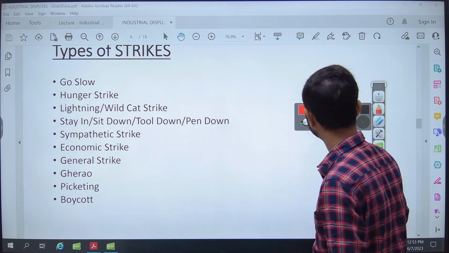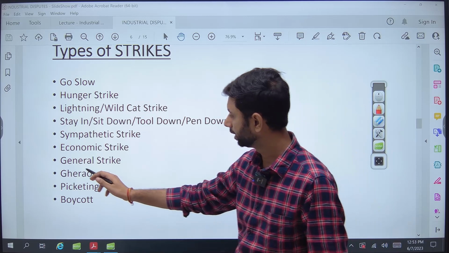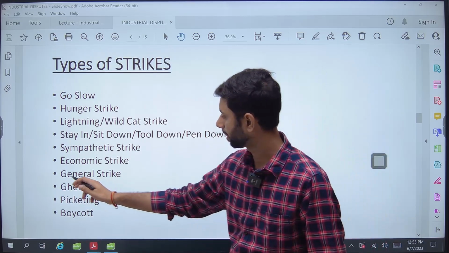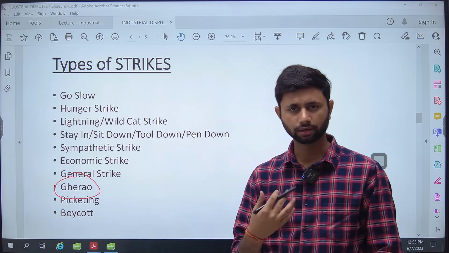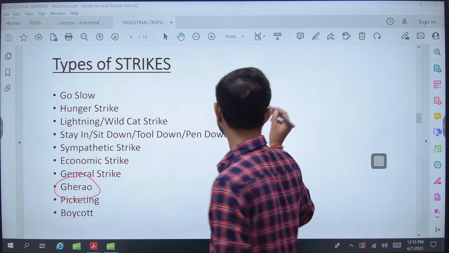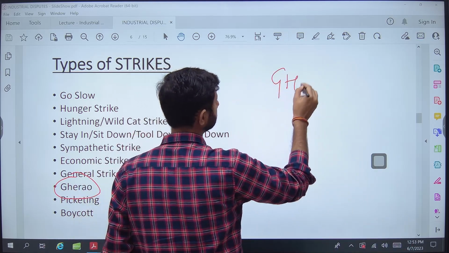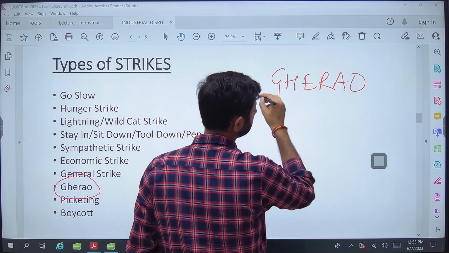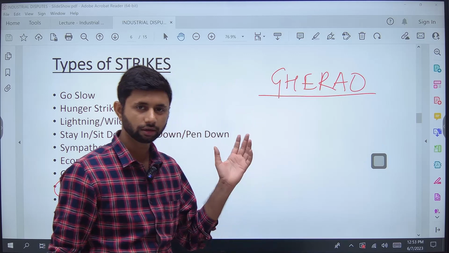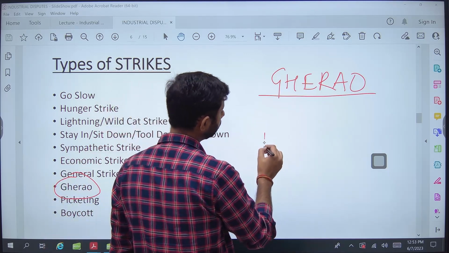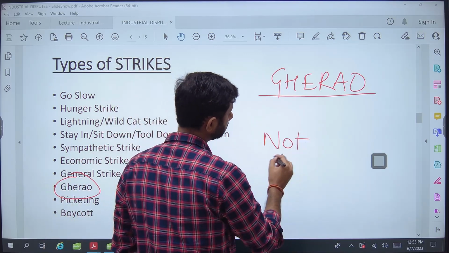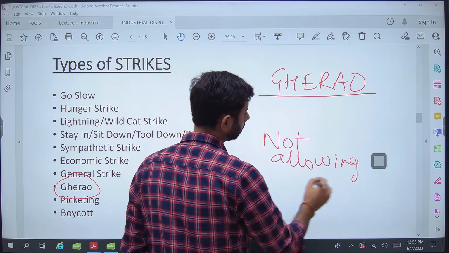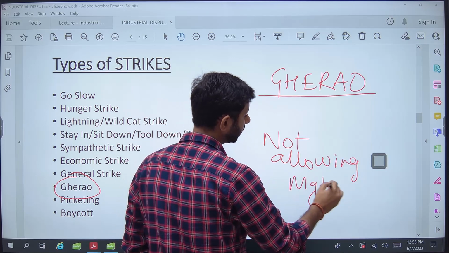Another concept is Ghirao. You might have heard this, it is a Hindi word, घेर लिया, है ना? And what do we mean by Ghirao? Ghirao is not allowing management to leave the premises.